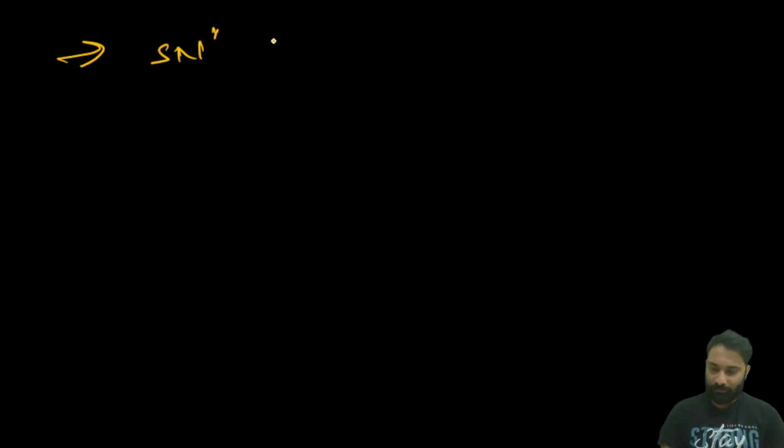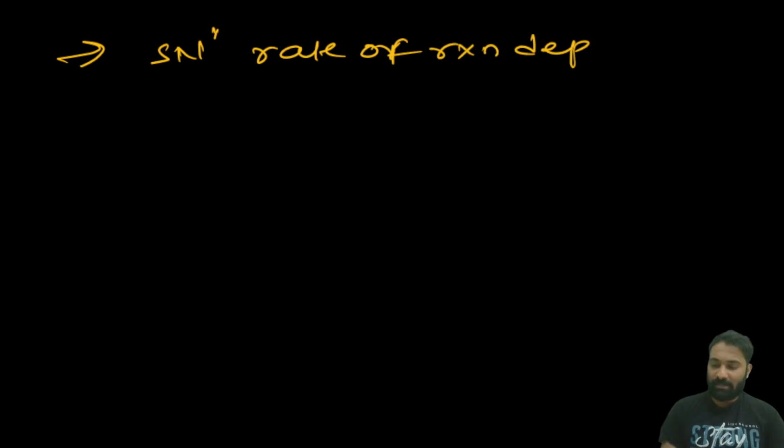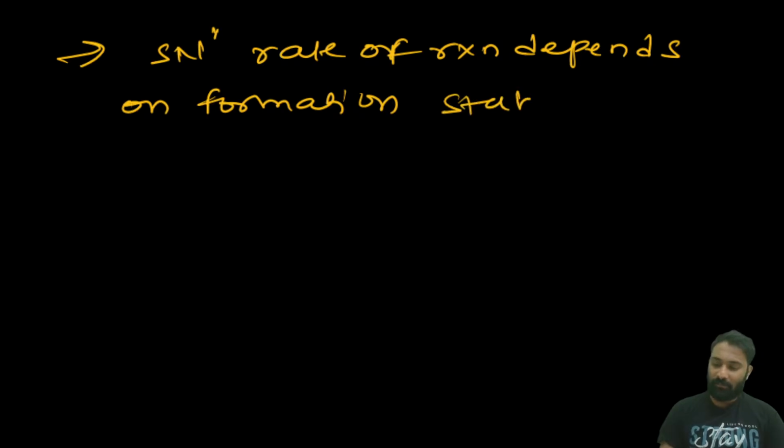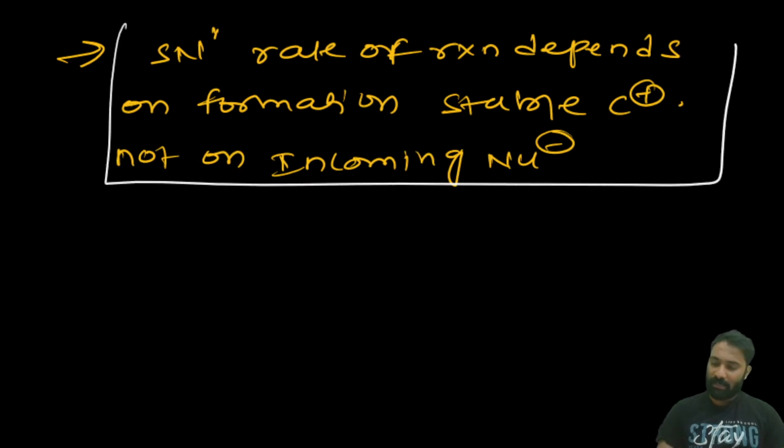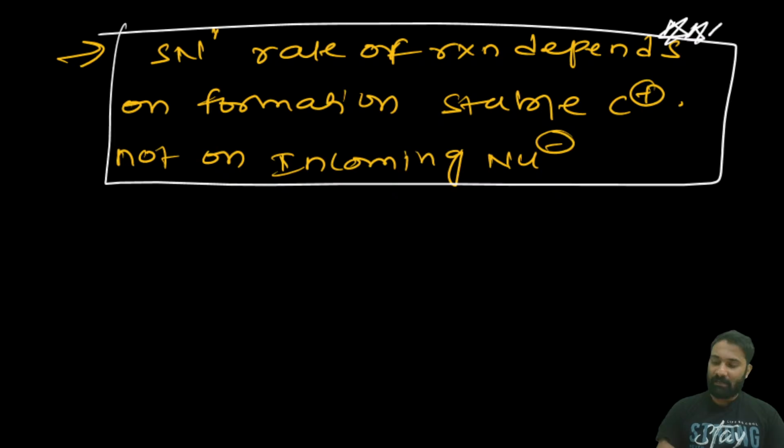So the rate of the SN1 reaction depends on the formation of a stable carbocation, not on the incoming nucleophile, because the alkyl halide which produces the stable carbocation is the one on which the SN1 reaction will occur. It will not depend on whatever carbocation you have taken. Done.